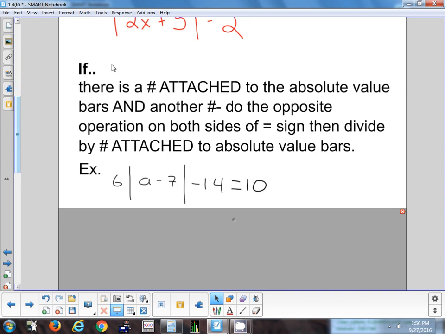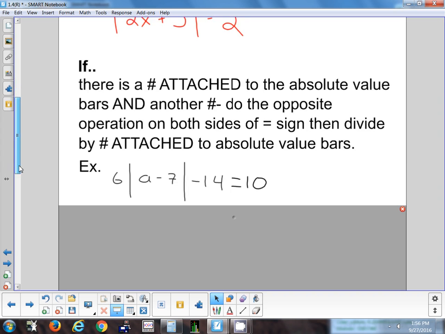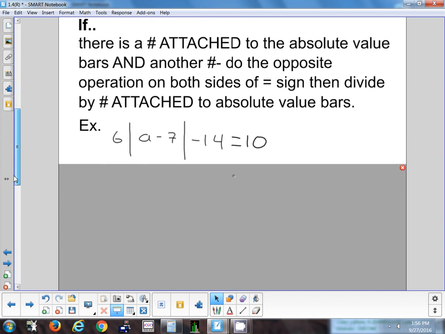So we'll do the opposite operation on both sides first. Then we'll divide by the number attached. So this is one extra piece. And the one we did in the first example, we only had the number attached. On this, we had 2 things on the side with the absolute value. We had the number attached, and we also had another number.